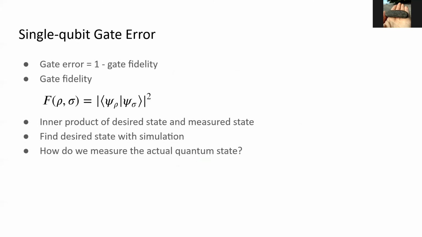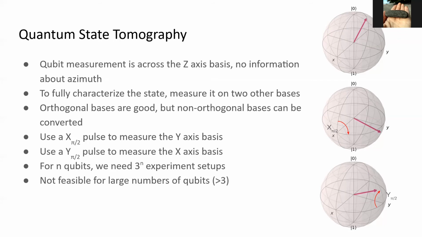So how do we quantify the overall performance of our system? The gate error is 1 minus the gate fidelity. And the gate fidelity is essentially how close the measured state is to the desired state. We know how to find the desired state with a simulation, but how do we measure the actual state? To do that, we use a technique called quantum state tomography.